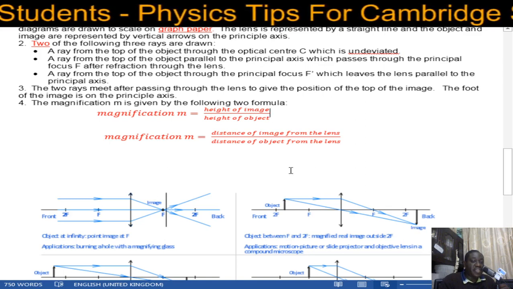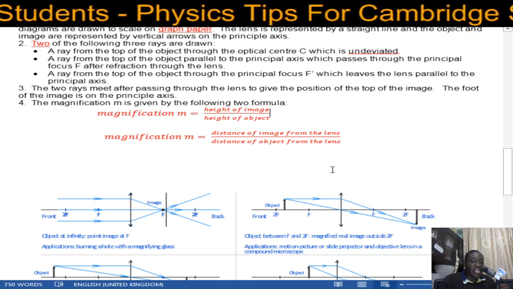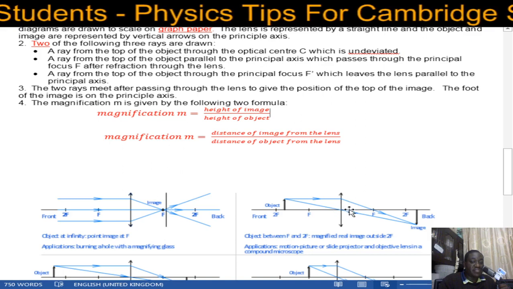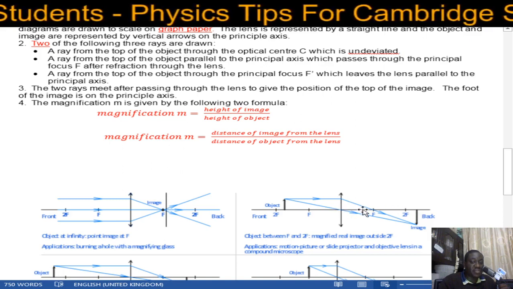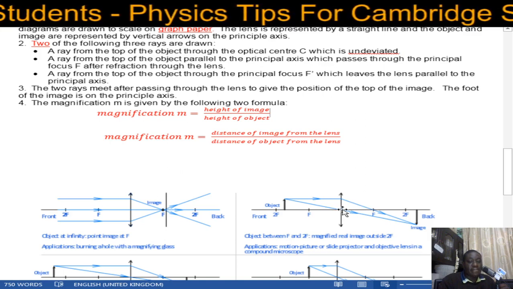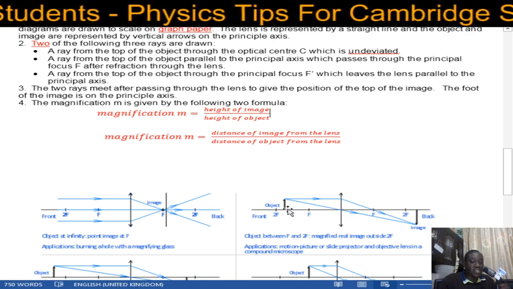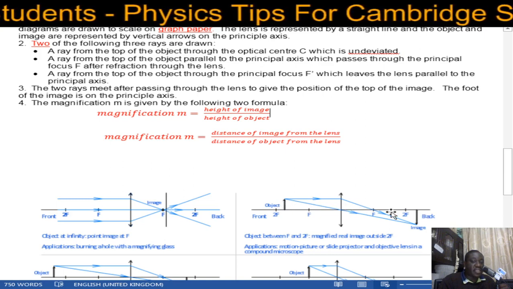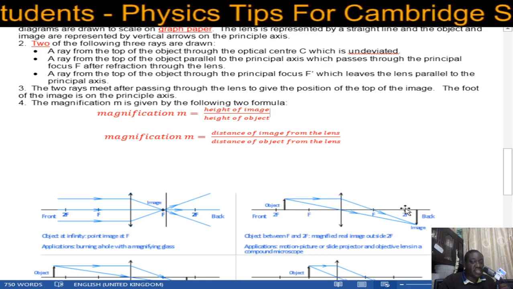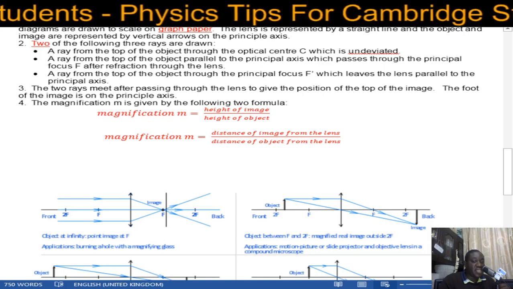You could also find the magnification by finding the distance of the image from the center of the lens. So distance of image from optical center over the distance of object from optical center. So that also tells you about magnification. And the symbol for magnification is small letter m.